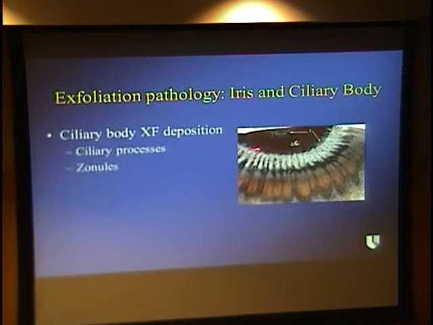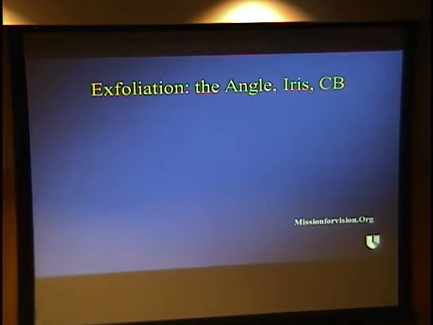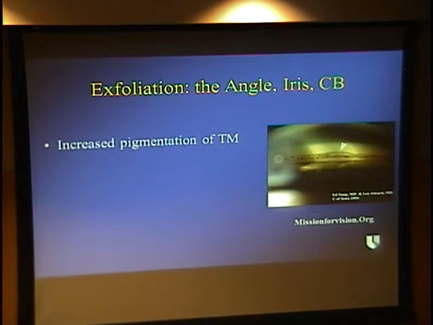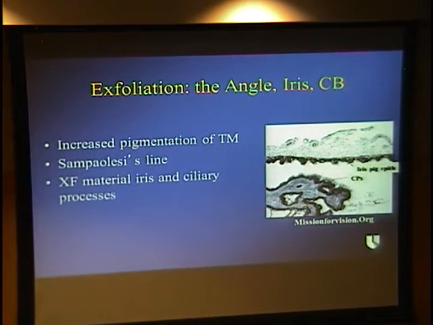You can see the zonules again are kind of fragmented here. There's also exfoliation material on the posterior surface of the iris, but none is seen beyond the ora serrata posteriorly. There's increased pigmentation of the angle, which we're all familiar with. This is called the Sampaolesi line. And it actually can be mimicked by a number of conditions where you have excess release of pigment.